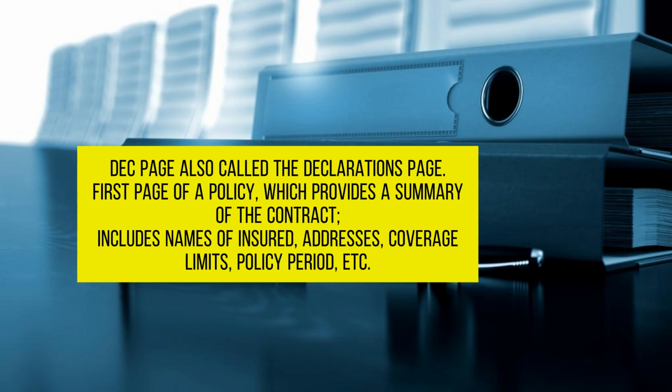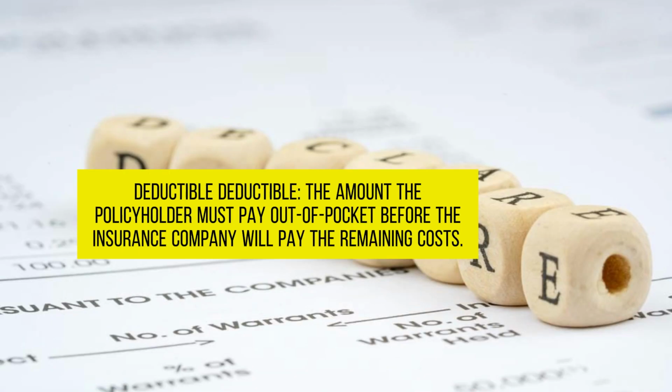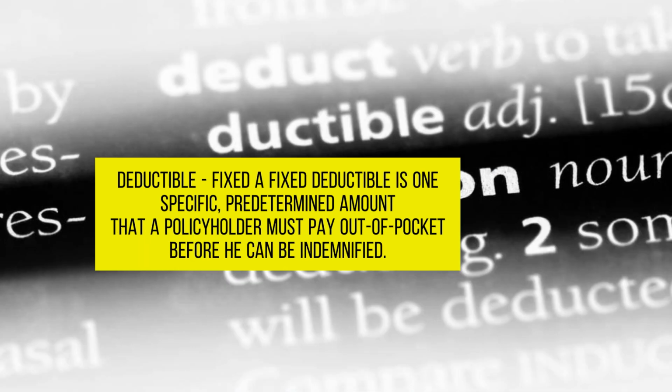First page of a policy which provides a summary of the contract. Includes names of insured, addresses, coverage limits, policy period, etc. Declined coverage takes place when an insurance company rejects an application for coverage. Deductible, the amount the policyholder must pay out of pocket before the insurance company will pay the remaining costs. Deductible, fixed deductible is one specific, predetermined amount that a policyholder must pay out of pocket before he can be indemnified.